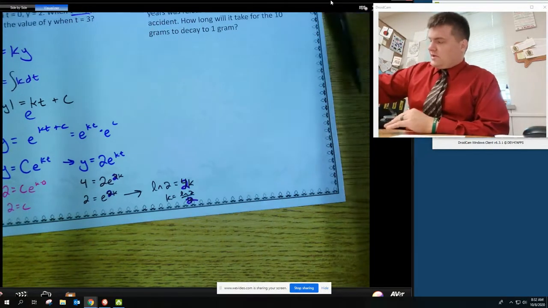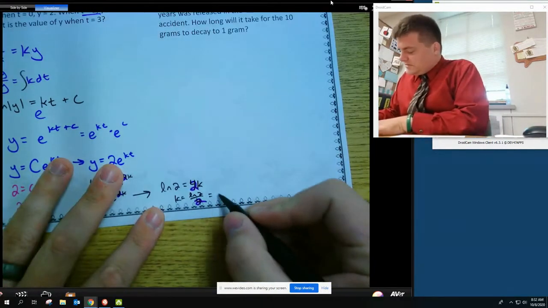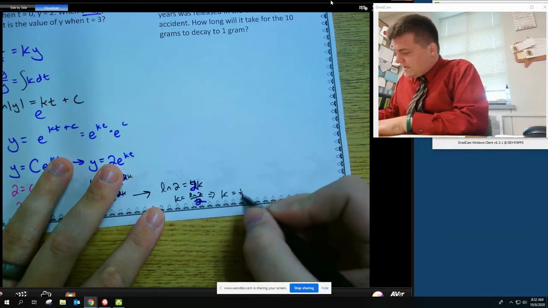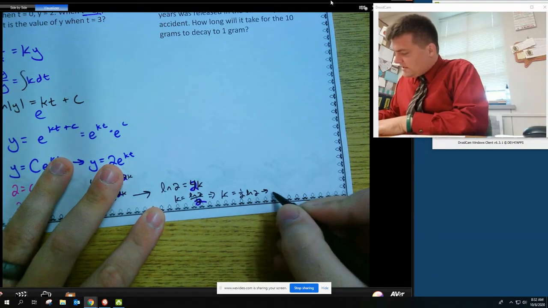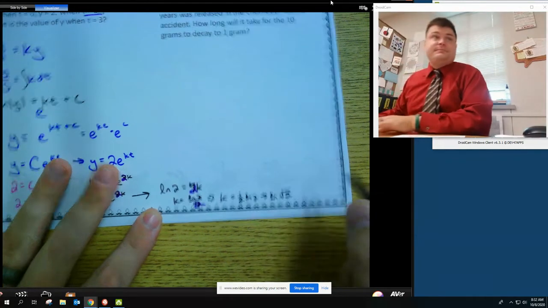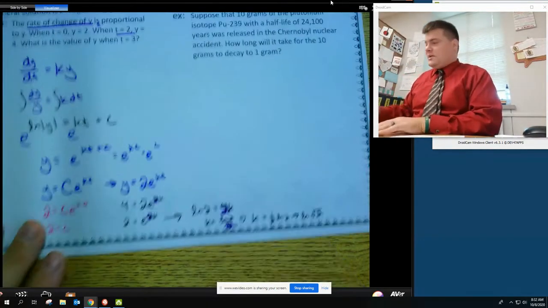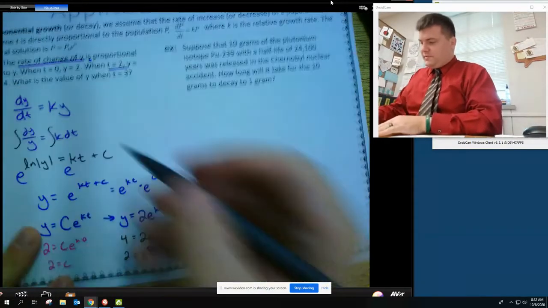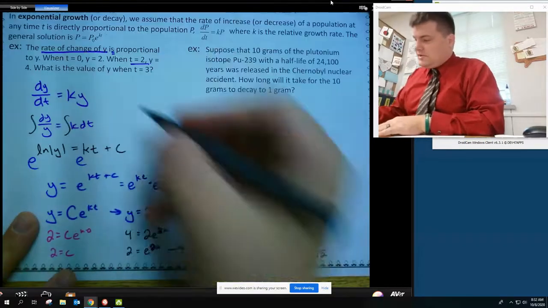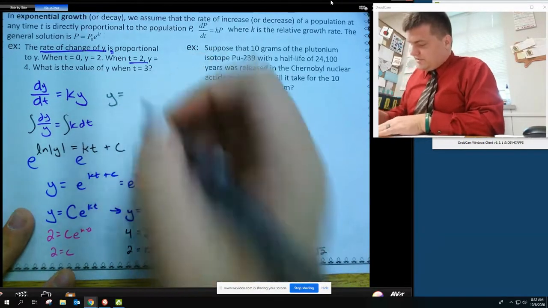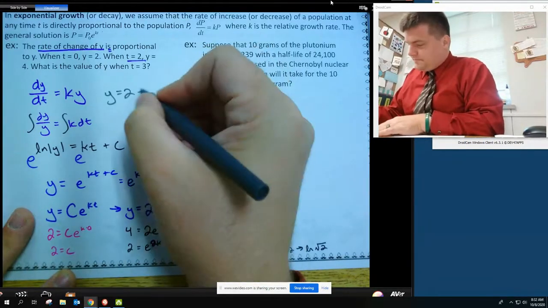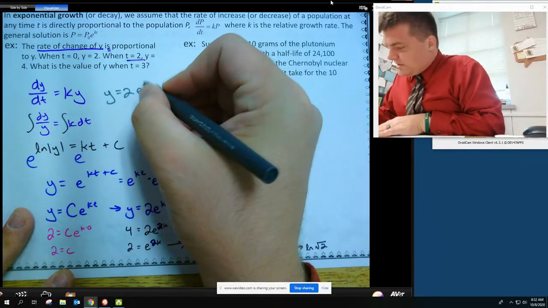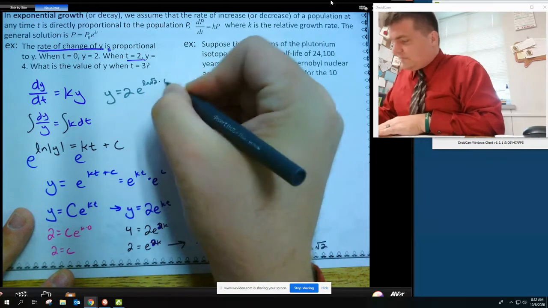So what this is going to end up being is you can rewrite this as k equals 1/2 ln of 2, which is the same thing as ln of root 2. Okay, so now our final equation for when we plugged in these two values is going to be y equals c, whose value was 2, e to the k, where k was ln of root 2, so e to the ln of root 2 times t.